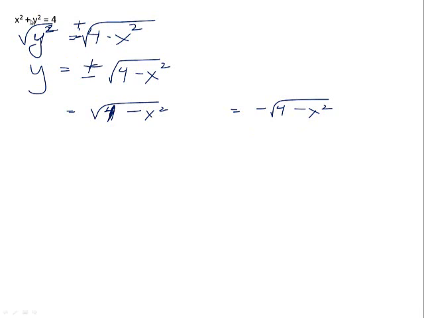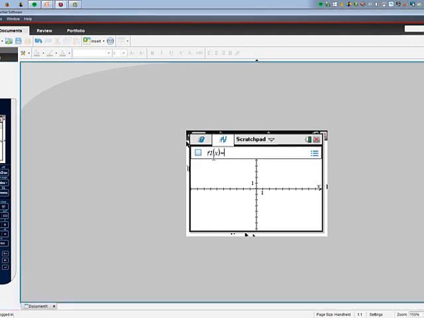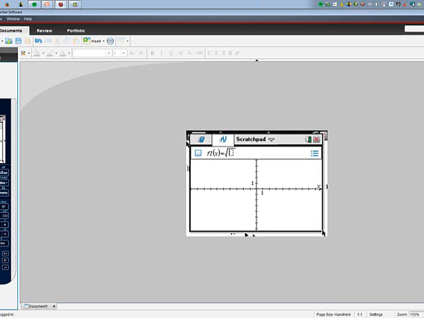We know that if we're talking about this circle, it's centered at 0, 0, and its radius, that's r squared, so the radius should be 2. So if I'm going to go ahead and hit enter on my, try it again. Control square root 4 minus x squared, enter.